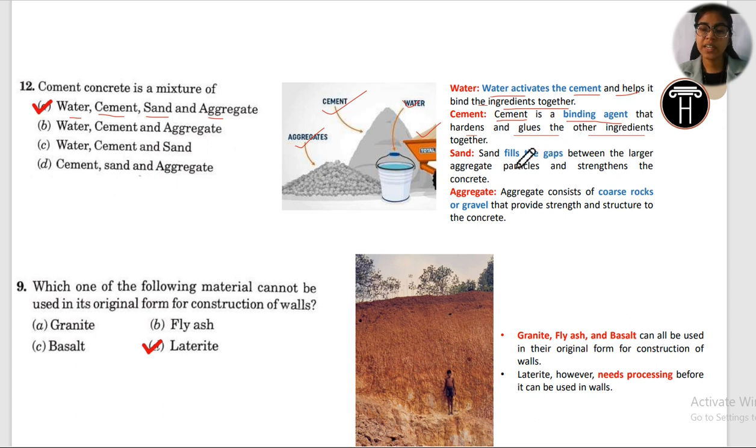And what's the use of sand? Sand fills the gaps between the larger aggregate particles. Aggregate consists of coarse rocks or gravel that provides strength. So to give strength and structure to the concrete, we use aggregates, which are basically coarse rock or gravel.